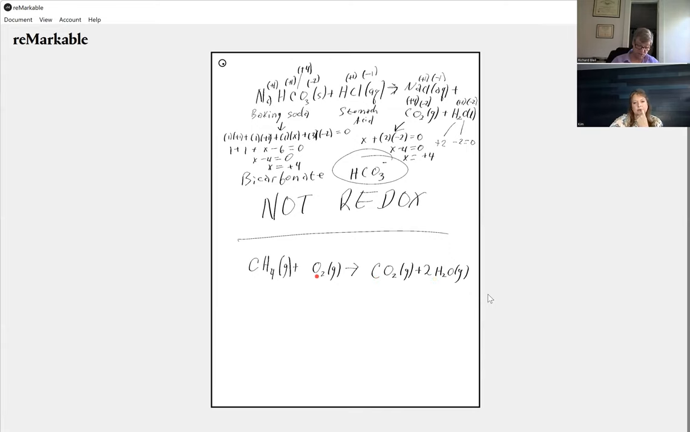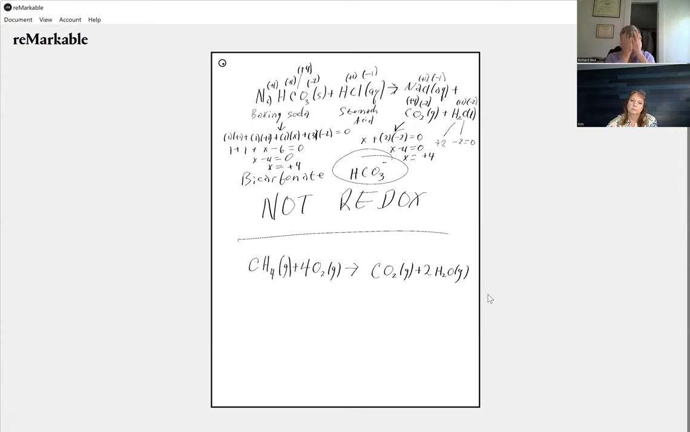Now we have two oxygens. It's the last element, so we have to balance it. Two oxygens here. Two plus two times one gives us two. We have a total of four oxygens on this side. So we put a four here. It is a balanced reaction now.